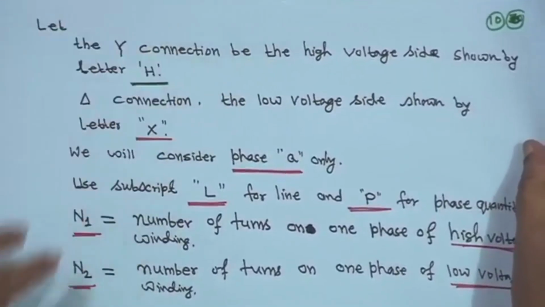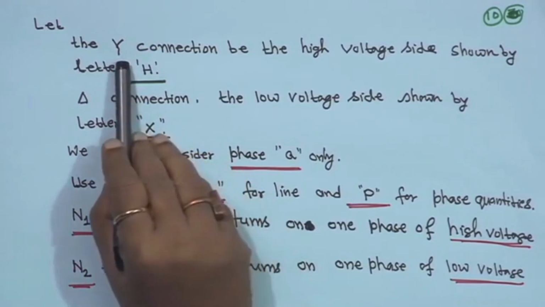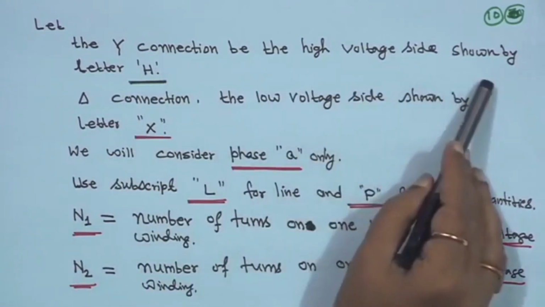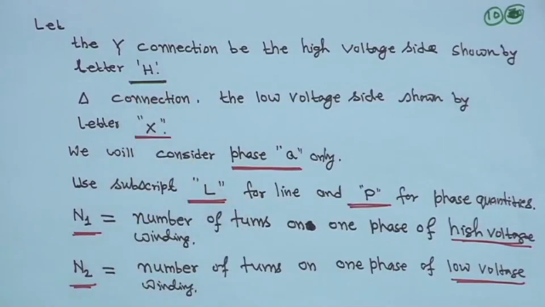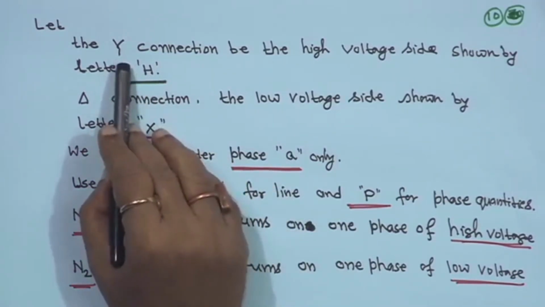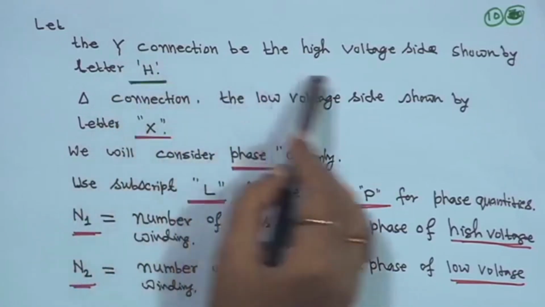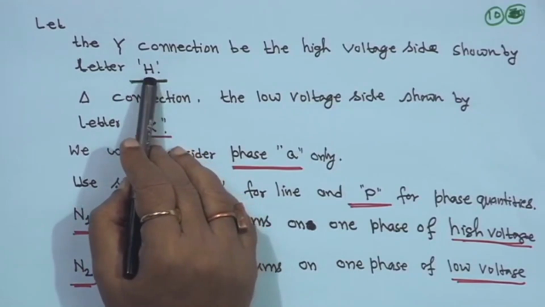Look, what we will do, let the star connection be the high voltage side, shown by the letter H. Because there are three phases A, B, C, we would have to utter A, B, B, C, C, A several times. Instead of that, as I said in the beginning, the star side should always be the high voltage side. So the star connection is the high voltage side, shown by the capital letter H, which stands for high voltage.